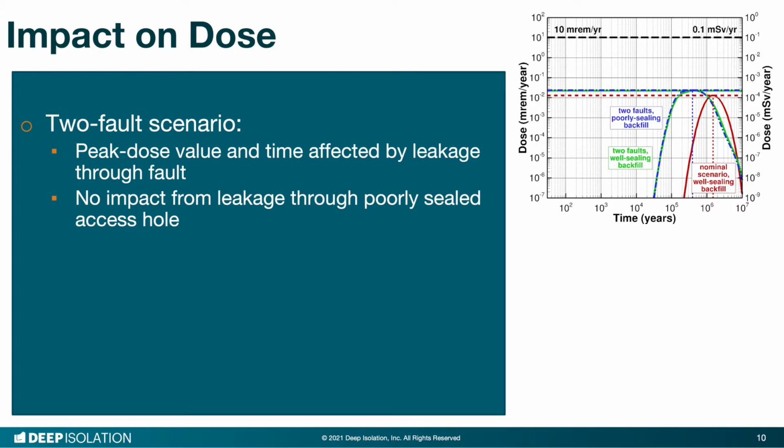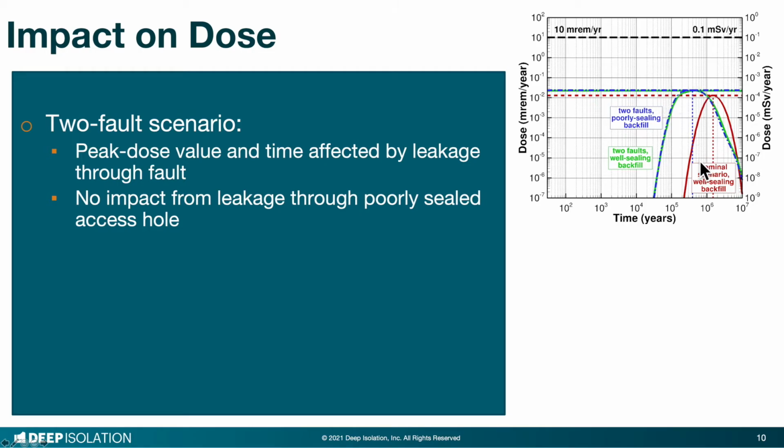We see that the peak dose of 0.01 millirems per year is reached after about 1.5 million years. This dose is about 1,000 times below a typical dose standard of 10 millirems or 0.1 millisieverts per year. Our conservatively designed disruptive event, an earthquake that reactivates two faults which intersect the repository, moves the dose curves a little bit to the left and up.